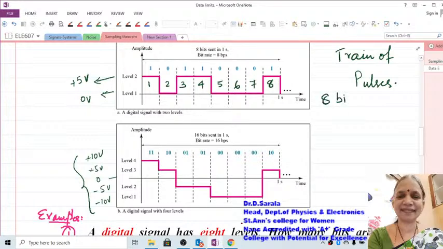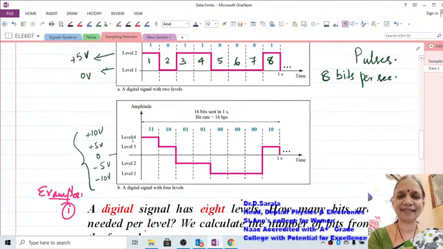8 bits per second. Whereas here, how are you sending here? This is 2 here. 2, 4, 6, 8, 10, 12, 14, 16. Here 2 bits. Then 2 plus 2, here 2, 4. So it becomes 4 here. Here 2, here 2, here 2. 1, 2, 3, 4, 5, 6, 7, 8.